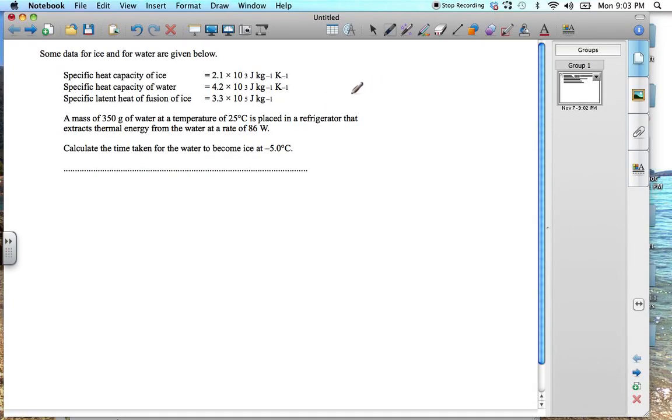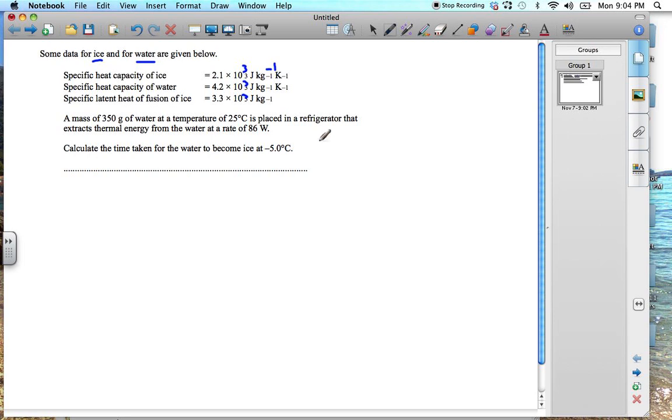Fine, so here is an example where we're going to be looking at the specific heat capacity and also the latent heat of fusion, and it's a combination of the two, so it's quite an interesting question. So we have some data for ice and water given below. We have the specific heat capacity of ice, the specific heat capacity of water, and the specific latent heat of fusion. Now don't worry about these subscripts. For some reason when I copy this over onto this file, all the subscripts drop down, but I think you can follow those.